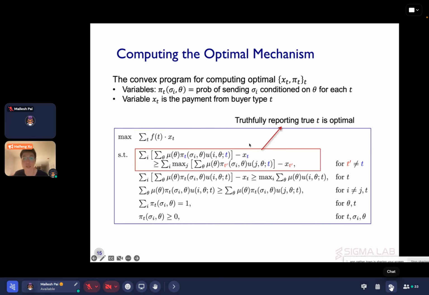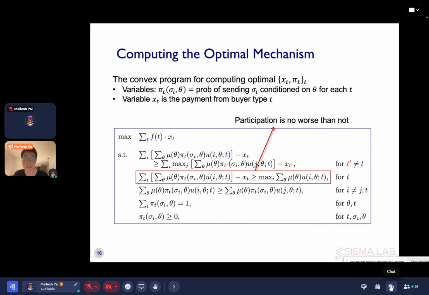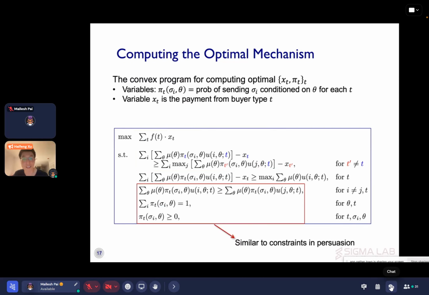And the first constraint is basically the truthfulness or incentive compatibility constraint. So if your true type is T, you should report T as opposed to T prime. The second constraint is the so-called participation constraint. So participating in the mechanism should be better than you just behave on your own. And finally, it's the obedience constraint, basically saying if you are recommended some action, you should just take that action.